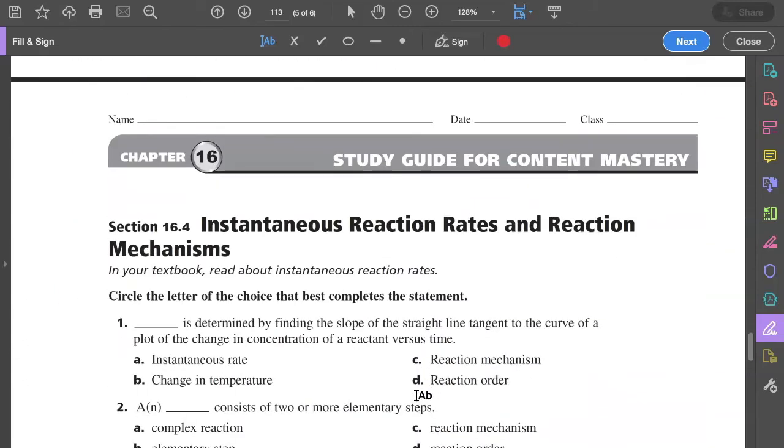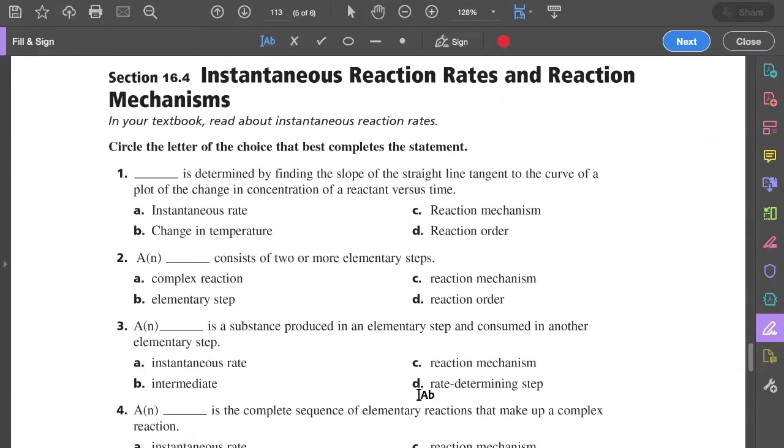Okay, page 5. Instantaneous reaction rates and reaction mechanisms. Circle the letter of the choice that best completes the statement. Well, let me get my circle out here. All right, I'm ready to go. Blank is determined by finding the slope of the straight line tangent to the curve of a plot of the change in concentration of a reactant versus time.